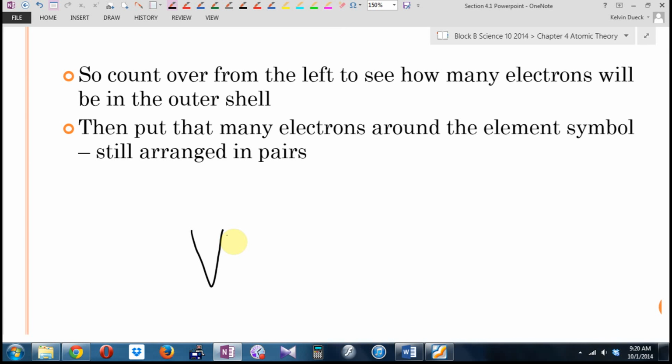Count over from the left. How many electrons are there in the outer shell? Look at your periodic table. Start on the left-hand side. How many spots over do you have to go to get to vanadium? 1, 2, 3, 4, 5. I'm done. That's way nicer. And that also allows us to go a little further on down the periodic table without having to do bigger and huger concentric circles.